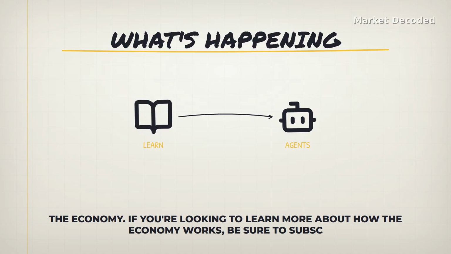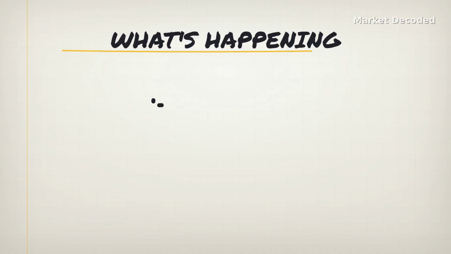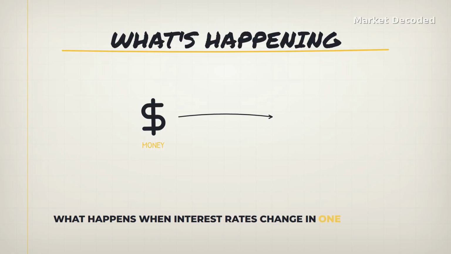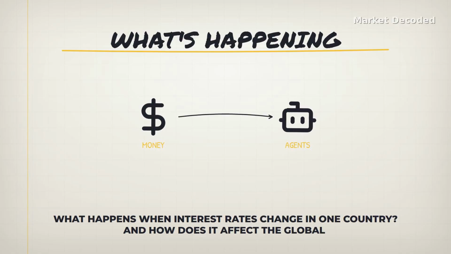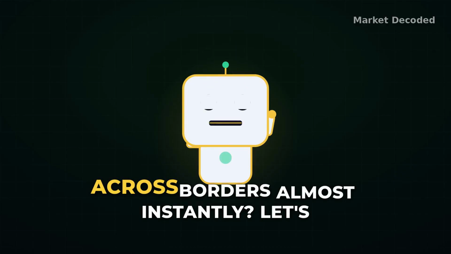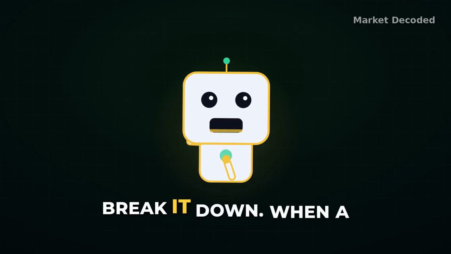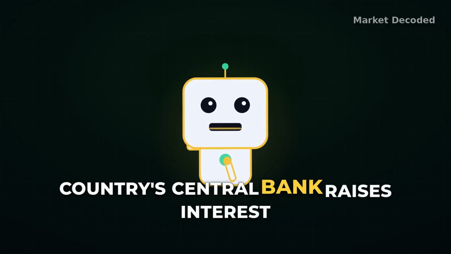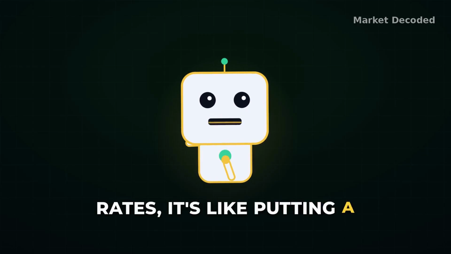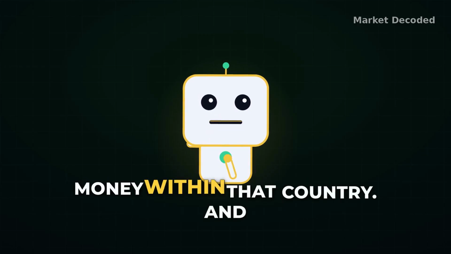Vocabulary: inflation, recession, stimulus, liquidity. What happens when interest rates change in one country? And how does it affect the global economy, given that money can flow across borders almost instantly? Let's break it down. When a country's central bank raises interest rates, it's like putting a higher price tag on borrowing money within that country.